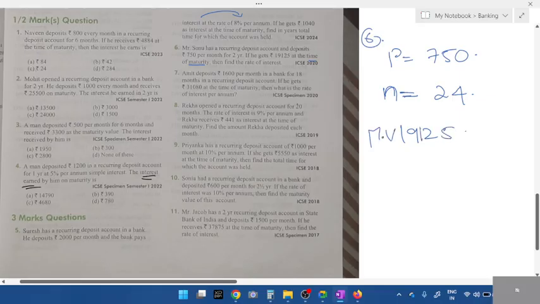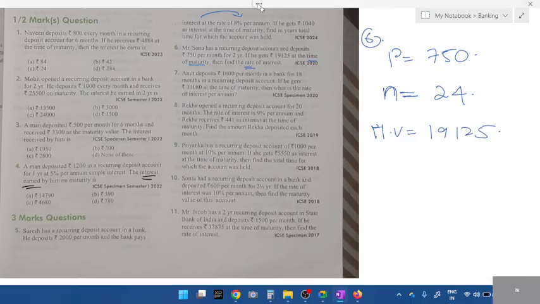That is maturity value. What do we need to find here, students? We need to find interest. Maturity value is how much? 19,125. Find what? What is given here? You don't know the meaning of rate. What is rate, students? Rate stands for R. We need to find R. How do you find R?